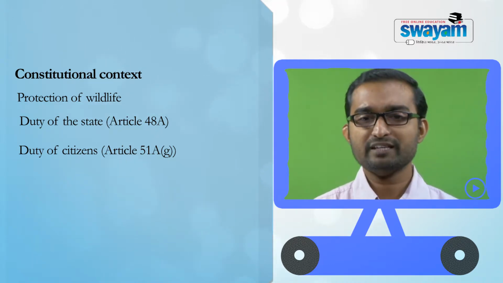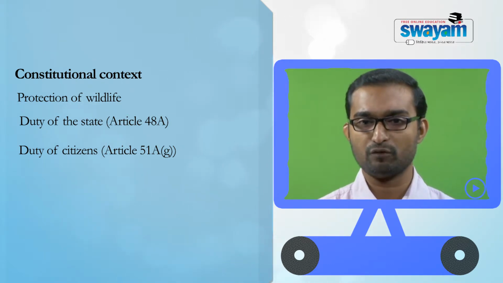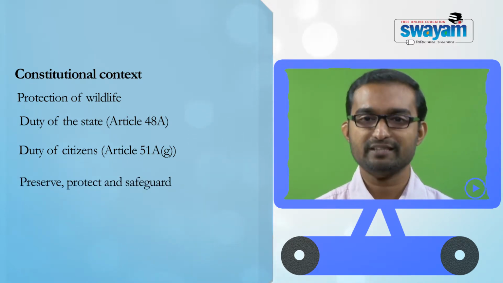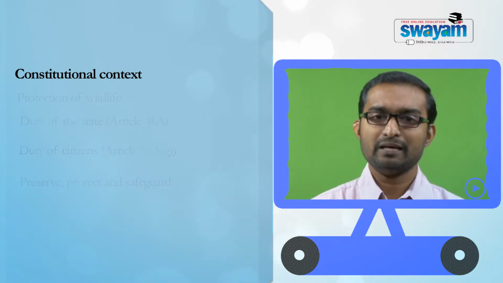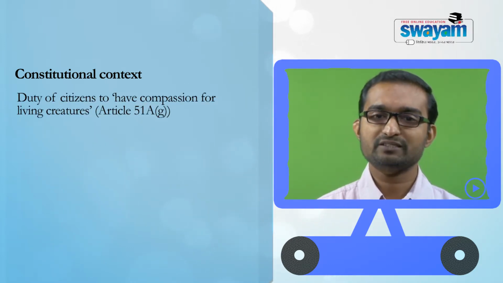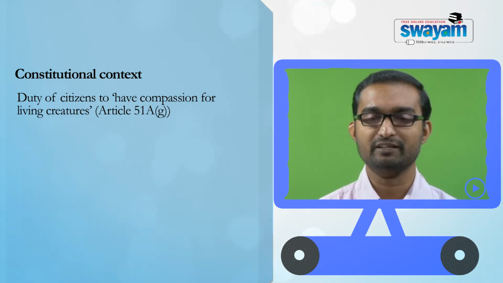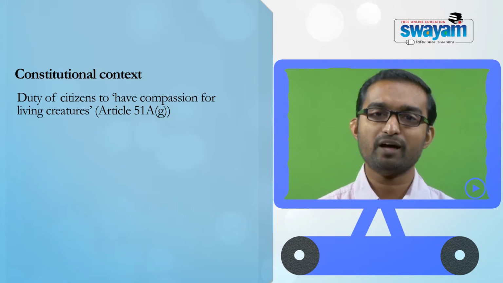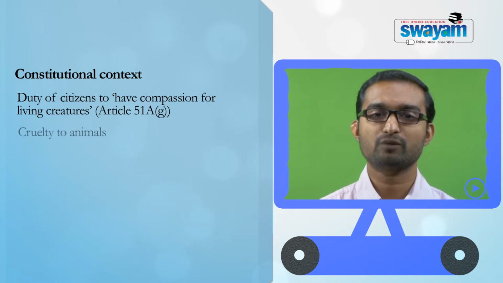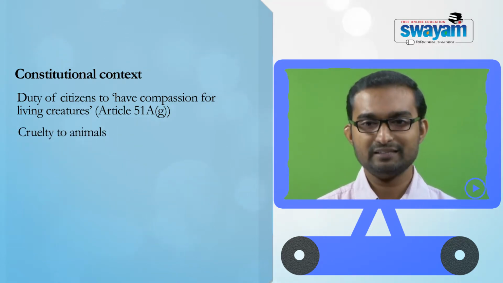These provisions ask for a duty from the state as well as from the citizens to preserve, protect and safeguard wildlife in India. And there is another part of Article 51A(g) that makes citizens duty bound to have compassion for living creatures. This part of Article 51A(g) can be directly linked to the issue of cruelty to animals, because the word used in Article 51A(g) is compassion.